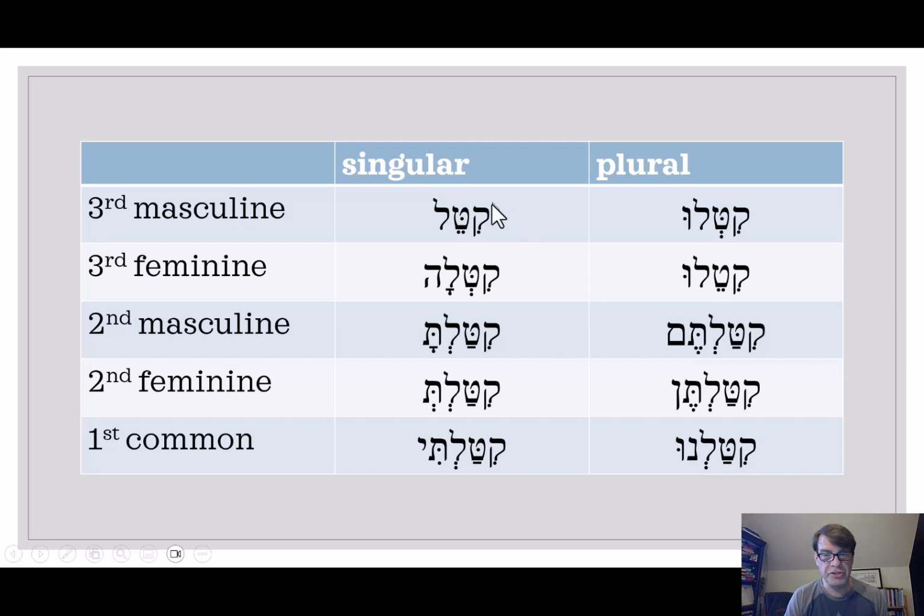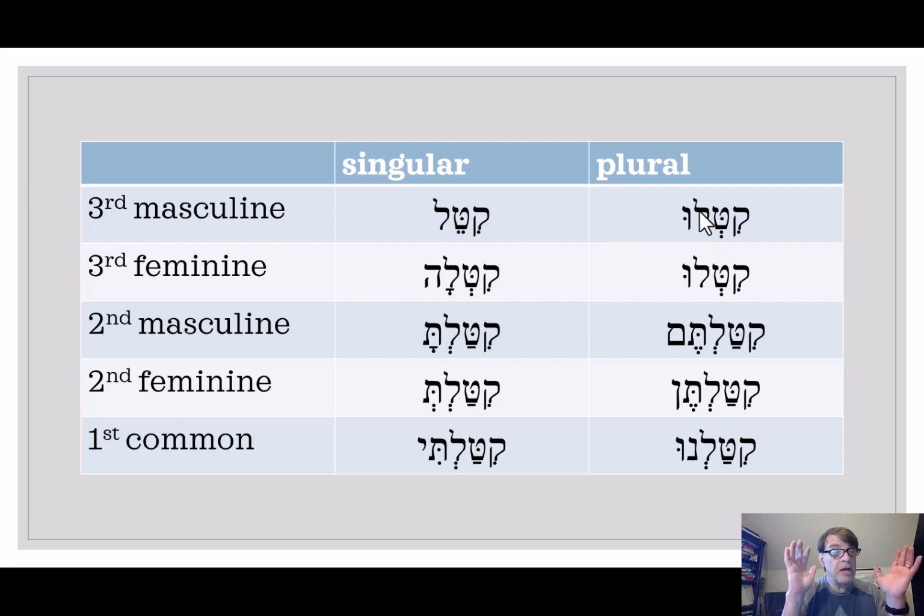And I have a song somewhere. It's not coming to mind. Anyway, to remember those endings. You'll notice that there is normally an I vowel. Katal, kitala, kitalta, katalt, katalti, katalu, kitalu. I'm sorry, that can't be right. Both of these are kitalu. Let me change it. There, now it's all right. Kitalu, it's third common plural. They put into a killed state. They murdered. I don't know.